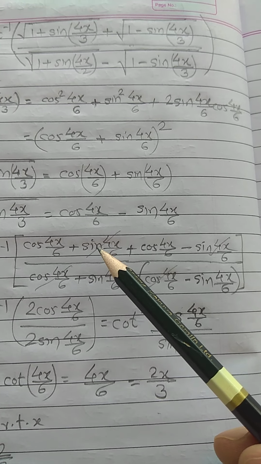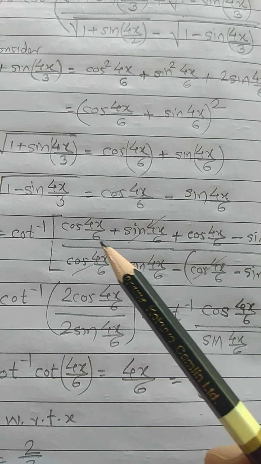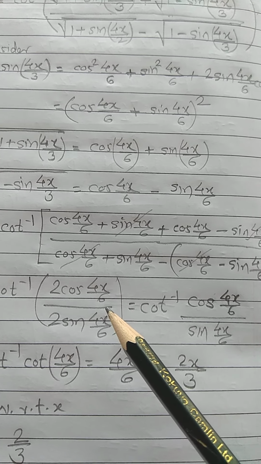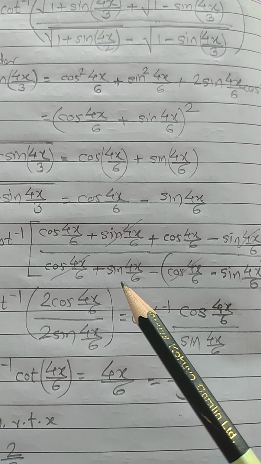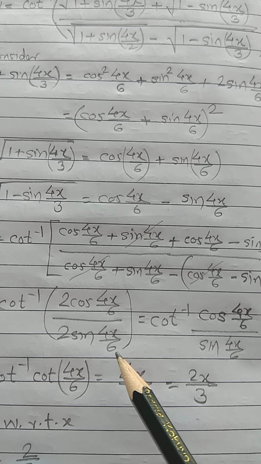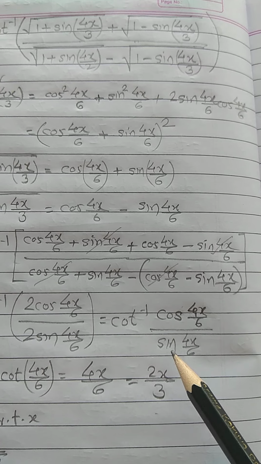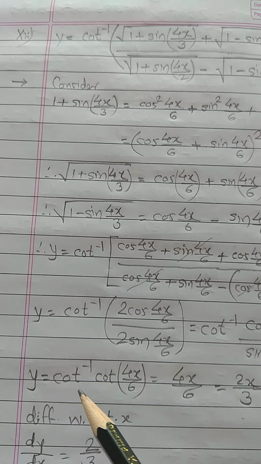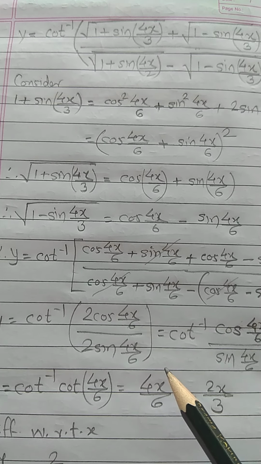And now sine 4x by 6 minus sine 4x by 6 will get cancelled. Cos of 4x by 6 plus cos of 4x by 6 will give you 2 cos of 4x by 6. Cos minus cos in the denominator will get cancelled. Now sine plus sine will give you 2 sine of 4x by 6. 2 will get cancelled. This cos upon sine will give you cot of 4x by 6. So y will be cot inverse of cot of 4x by 6, that is 4x by 6 only.